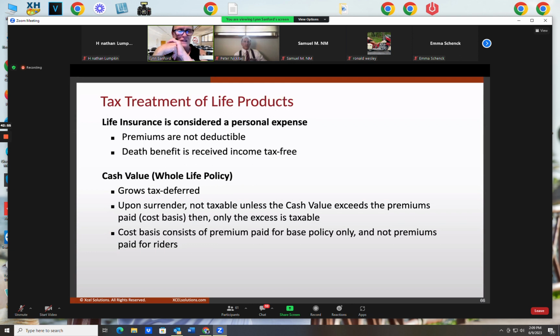Death benefit is received federal income tax free, however, on life insurance. So even though I don't get a tax deduction for the premium that I pay, when I die, my death benefit will go to my beneficiaries federal income tax free. Cash value on a whole life insurance policy grows tax deferred. So far, the federal government has been smart enough to leave cash value life insurance alone and not tax us on the buildup of it.